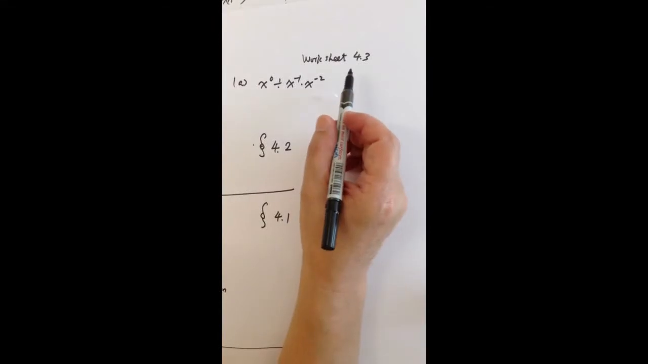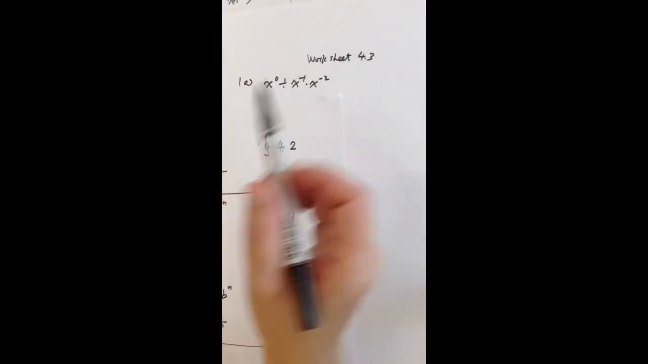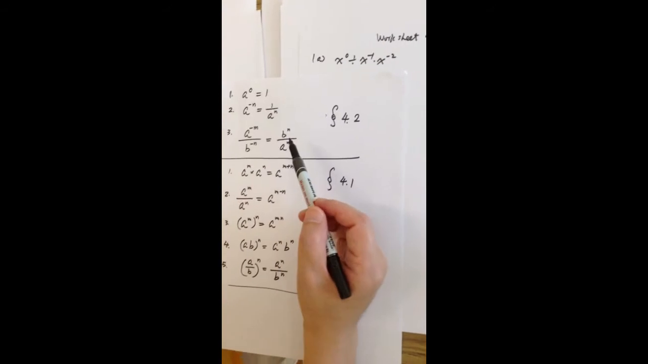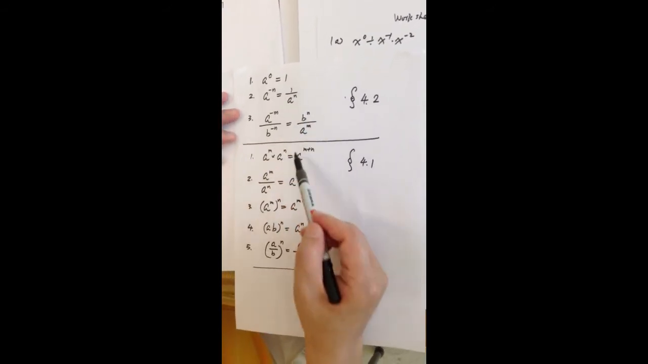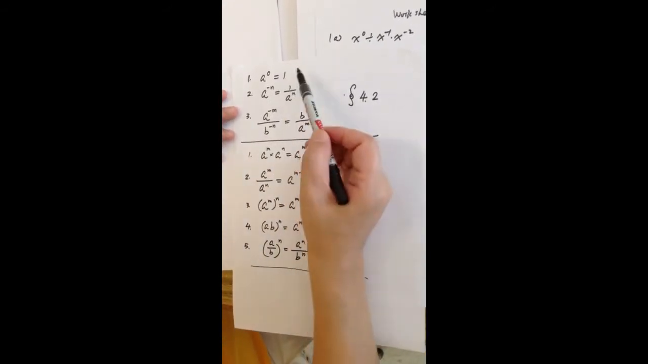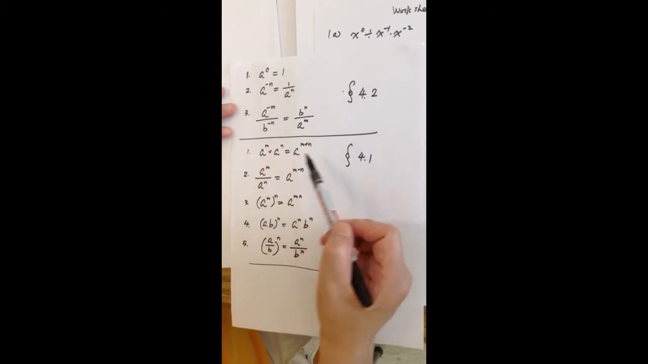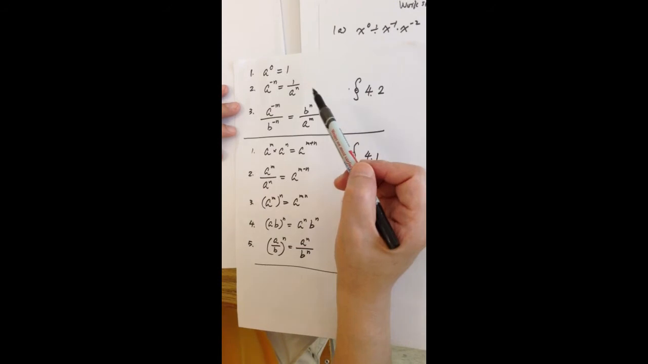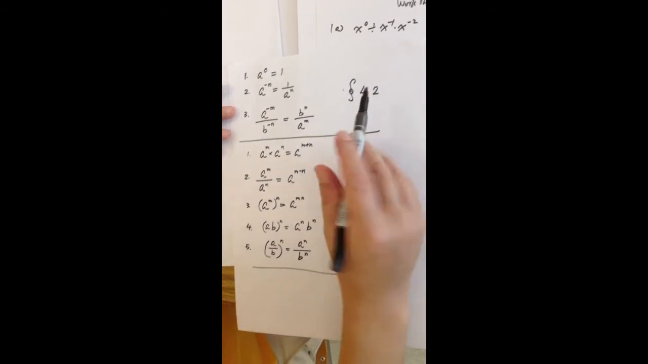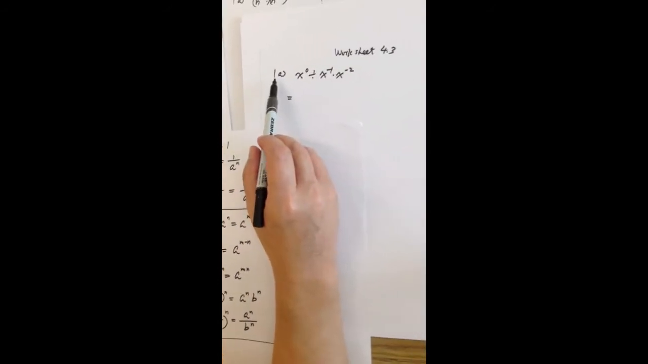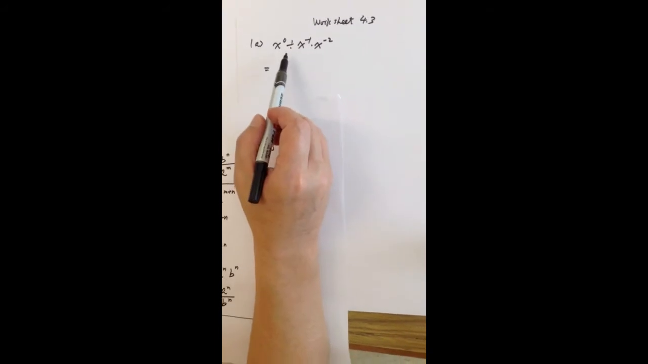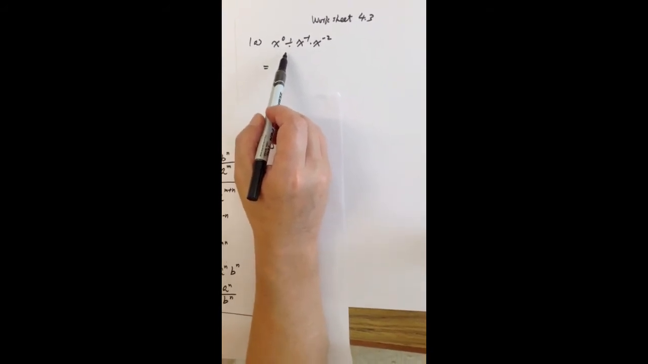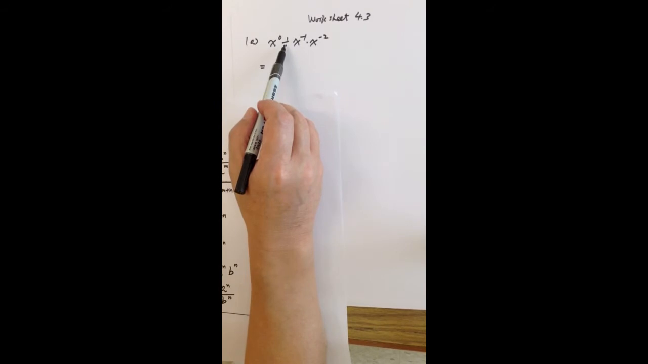Now in worksheet 4.3, we have to use all the formulas we have learned. Totally there are 8 formulas. You must remember these formulas, otherwise you cannot do these so challenging questions. Okay, now for question number 1A, nothing to do in the beginning because we made the division sign here.